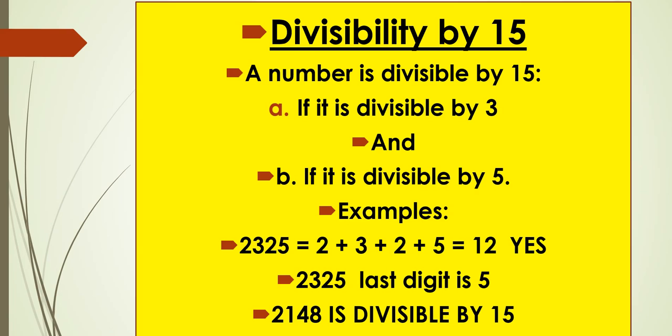Now the next is divisibility by 15, and this is the last test of divisibility. A number is divisible by 15 if it is divisible by 3 and if it is divisible by 5. For example, if we have a number 2325, for the test of 3 we have to add up the digits. It will be 12. 12 comes in the table of 3. 3 fours are 12. And for the test of 5, we have to see the last digit. Last digit is 5. So both tests are fulfilled. We can say that 2325 is divisible by 15.